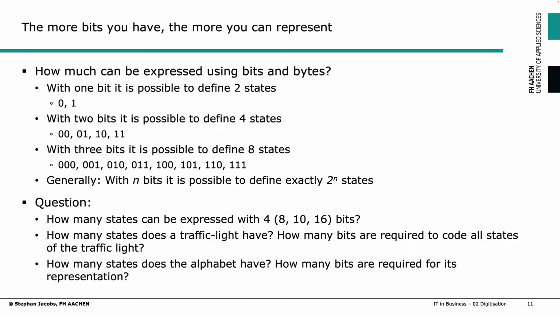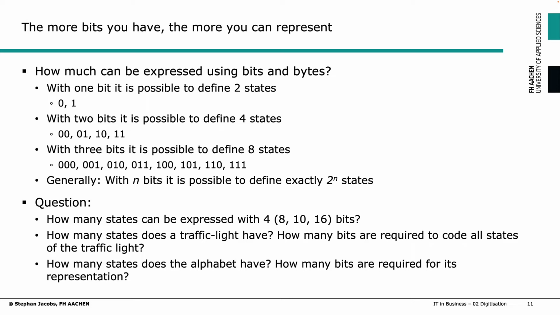Let's take another example. How many characters does an alphabet have? Again, let's take the German alphabet. If we only have a look at the small characters, then we have 26 characters: a, b, c, and so on up to z. So how many bits do we need? If we have 4 bits, then 2 to the power of 4 is 16. That's not sufficient. Then we can only go up to something like p.